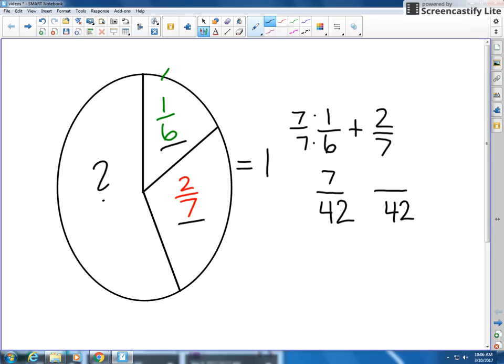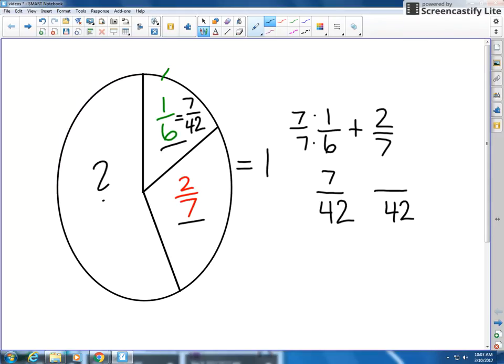So basically what I'm saying is 1/6 of the spinner is green, or I could also call that 7 over 42 parts of the spinner is green. So if I divided the spinner into 42 sections, 7 of them would be green.